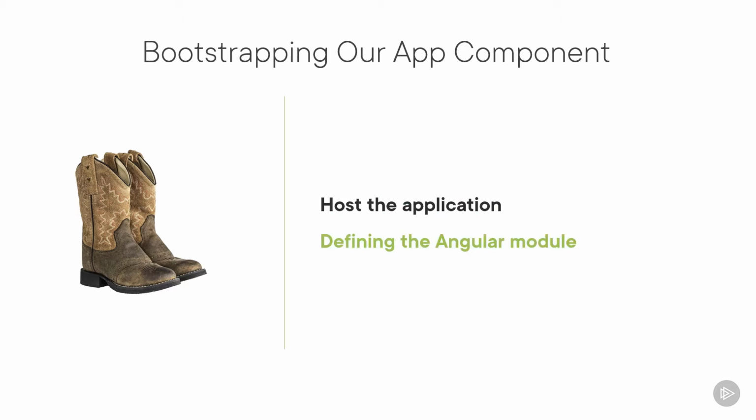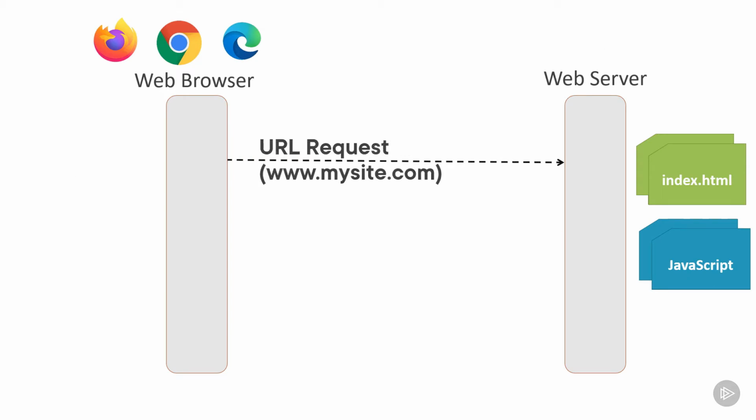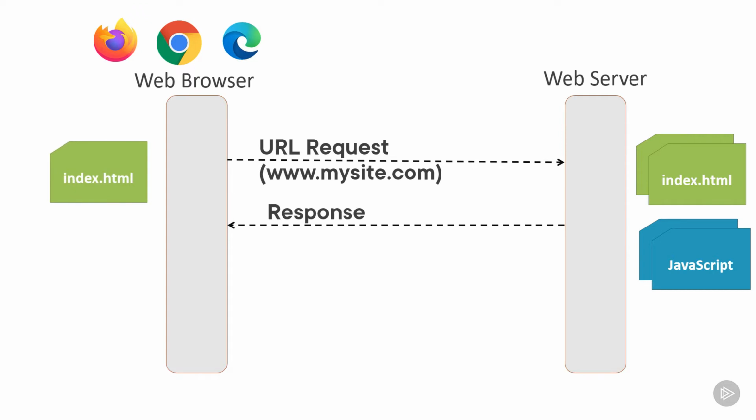Then we define our root Angular module to bootstrap our root component. Let's look at both of these steps. Client-side web applications often work like this. A user accesses a specific URL. The server associated with that URL is located and sent a request. The server responds by returning its default web page, index.html.